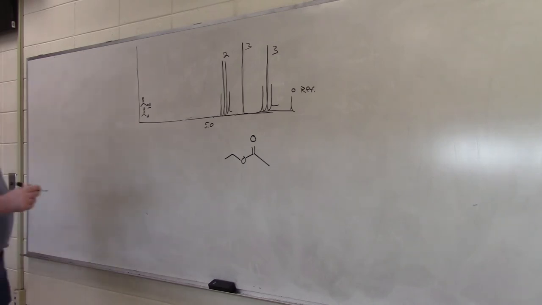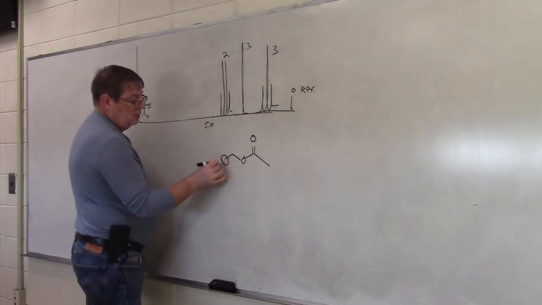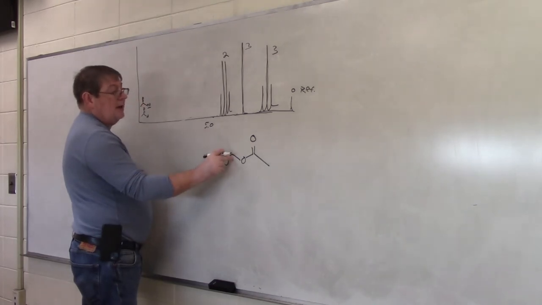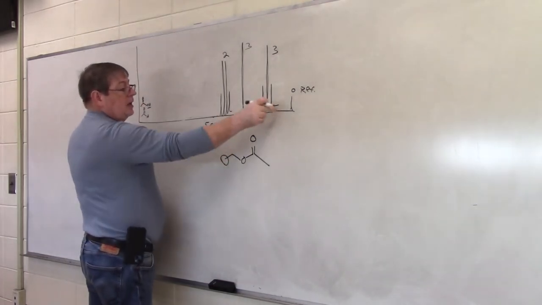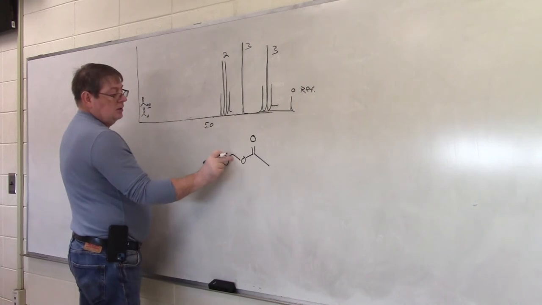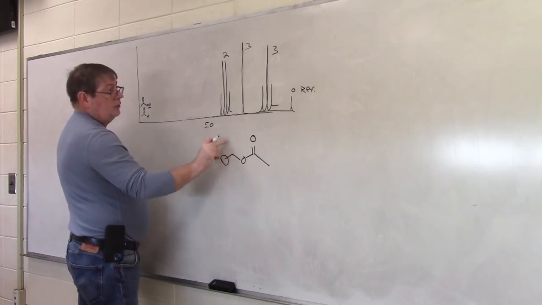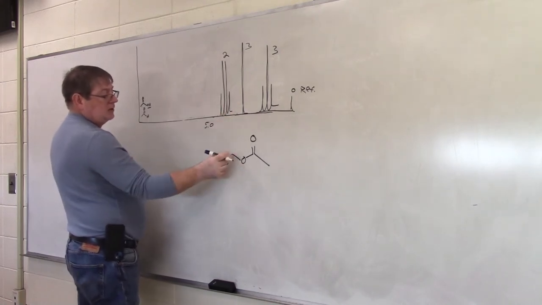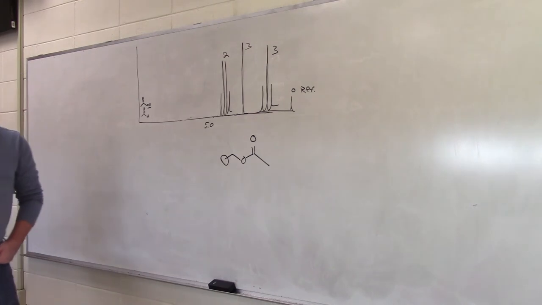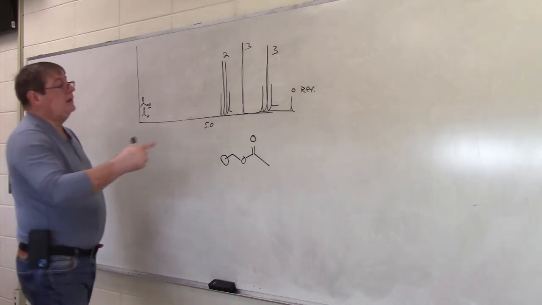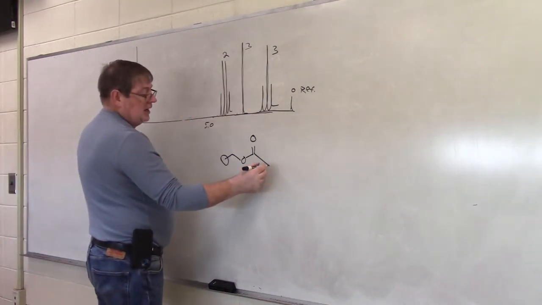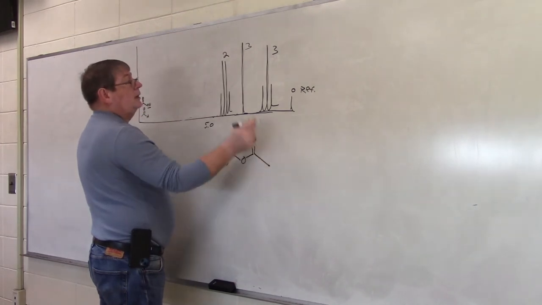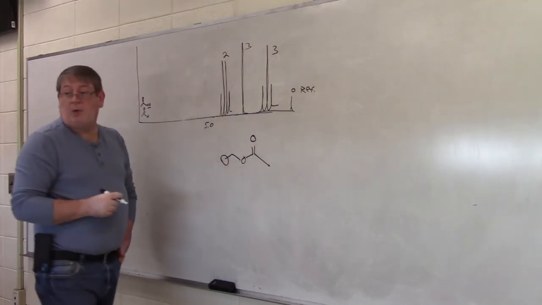All right, so there's three hydrogens here with two neighbors. It would be a triplet. It's going to be upfield. This carbon has two hydrogens on it, and they're going to be a quartet because there are three neighboring hydrogens. And it's going to be the furthest downfield because this carbon's attached to an oxygen. And then this is this CH3. Right? And it's a singlet because there are no neighboring hydrogens.